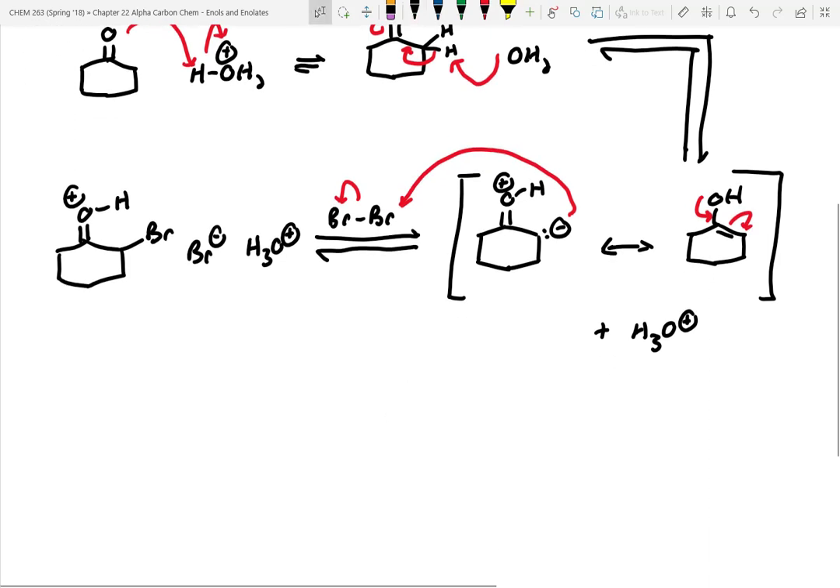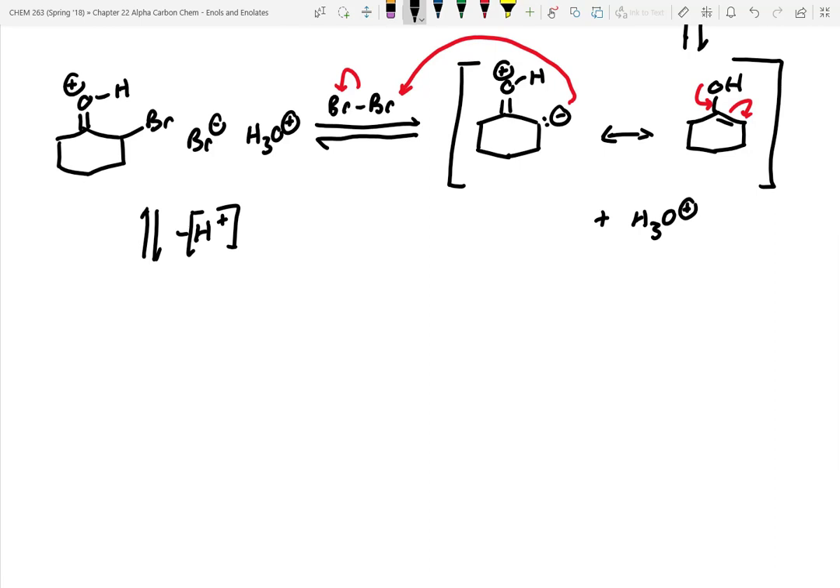And then in your last step, you're going to remove that last proton. So I'll just write minus H plus. Typically water will be the thing to do that. The bromide anion is a really crummy base. And you'll be left with your desired alpha halogenated product.